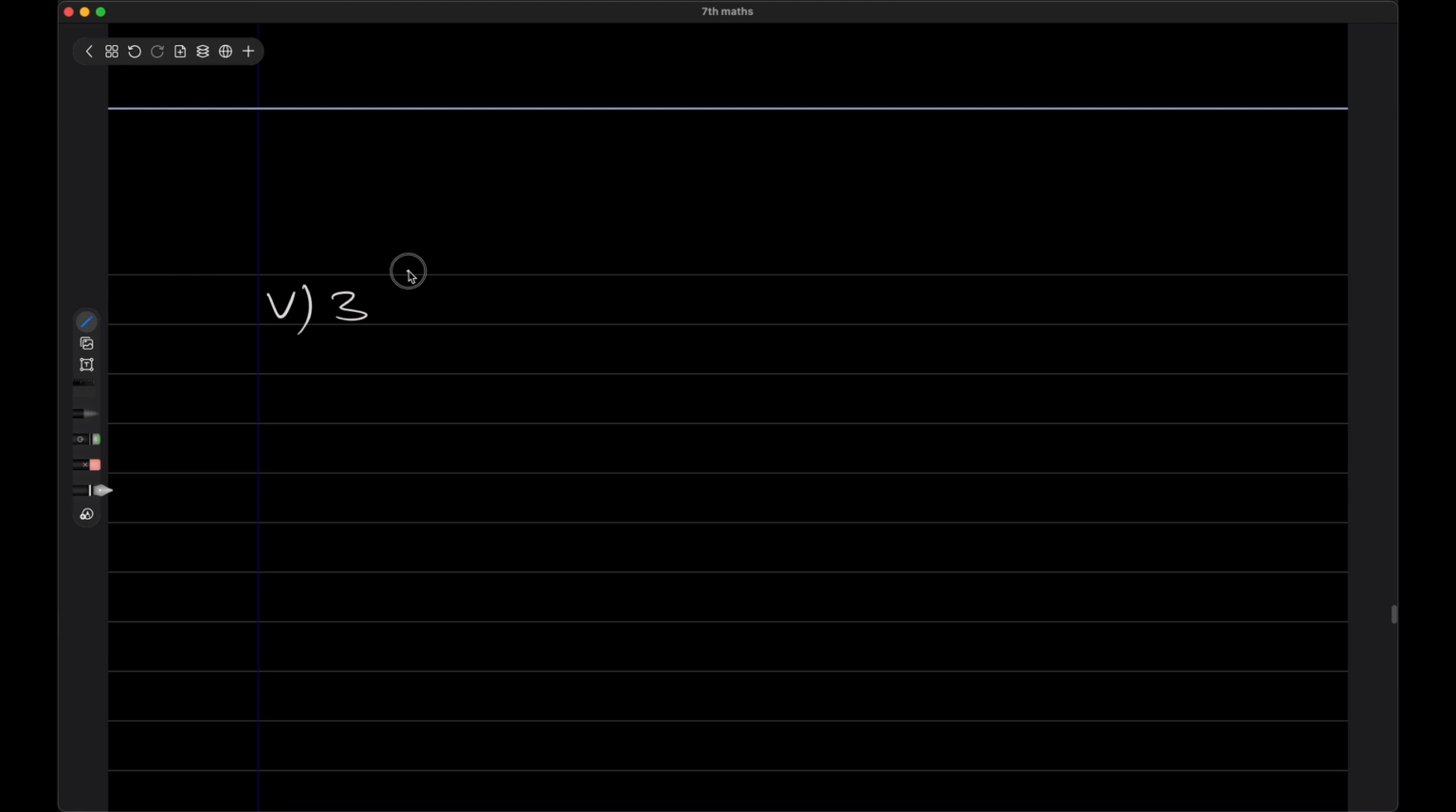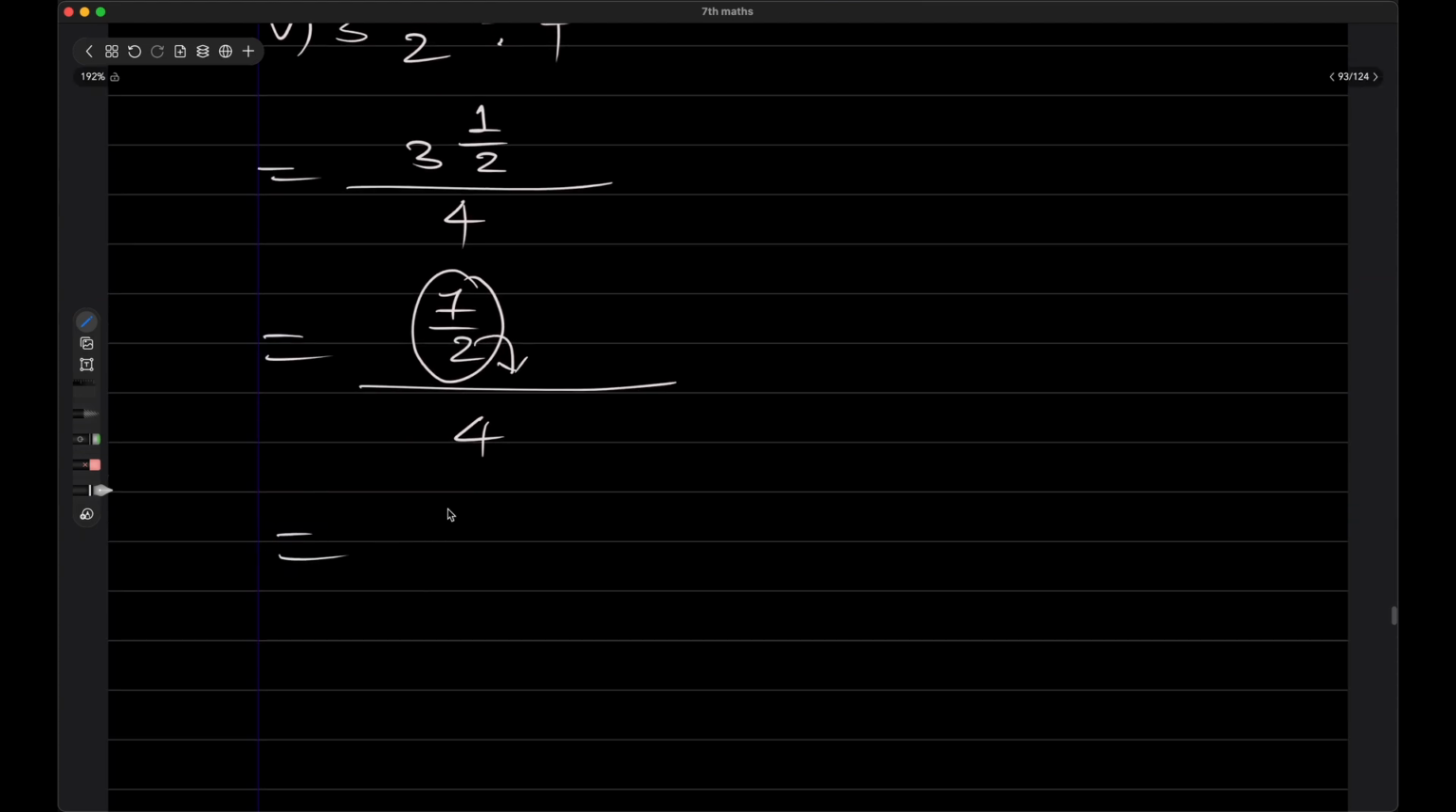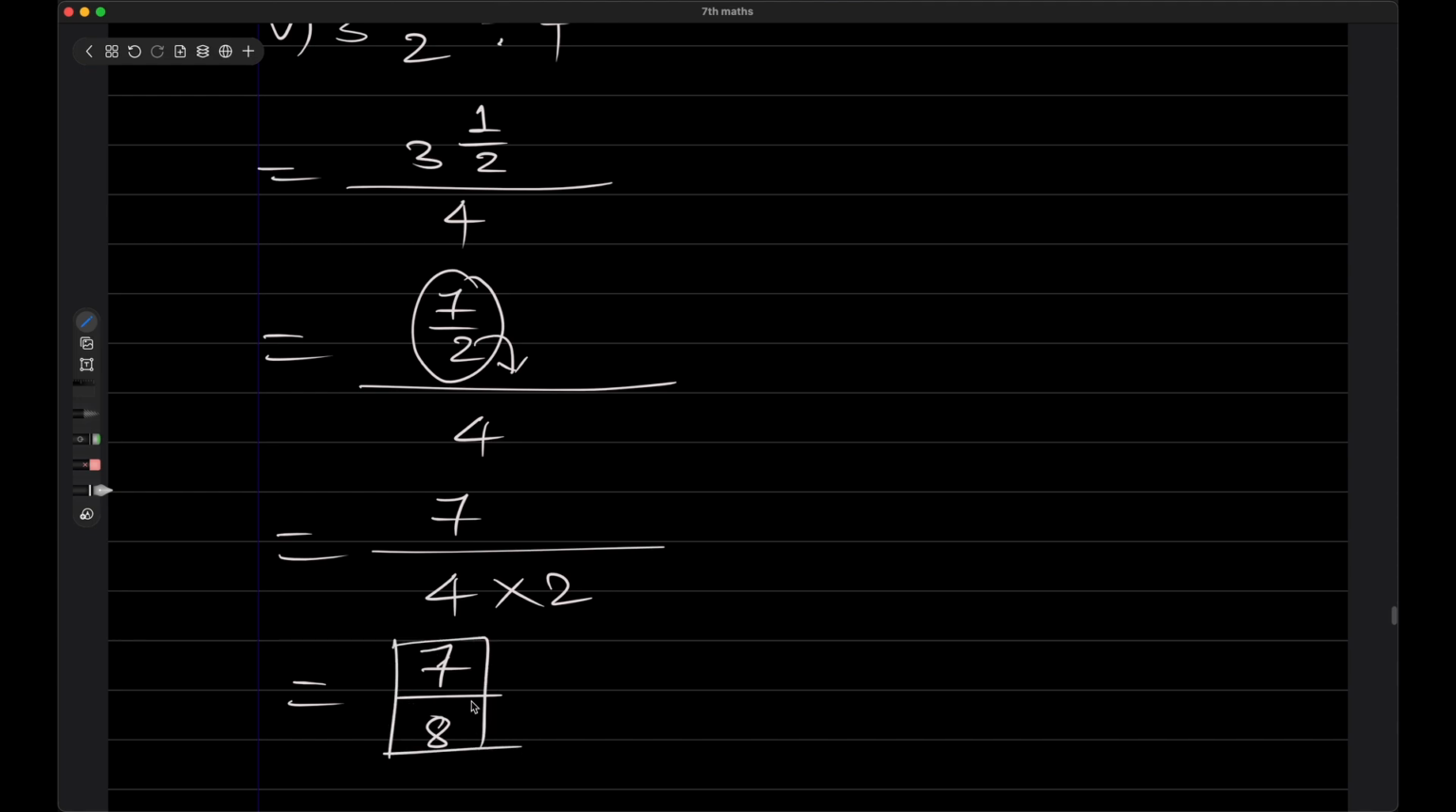Fifth, 3 whole 1 by 2 divided by 4. Write left side above the division sign, right side below the division sign, that is 3 whole 1 by 2 and 4, that is equal to 3 twos are 6 plus 1 is 7 by 2, division sign 4. Now send the denominator to the opposite side, that is 7 as it is, 4 as it is, send 2 to the denominator, that is equal to 7 divided by 8 is the answer.